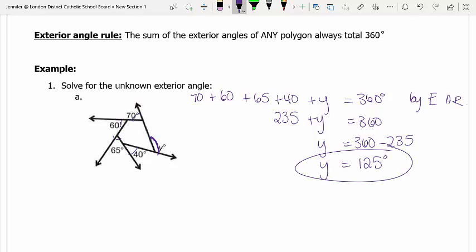And the way you could check that is you could add up all the angles now and ask yourself, do they total 360? And if you add them all up, you will see that it adds up to 360.